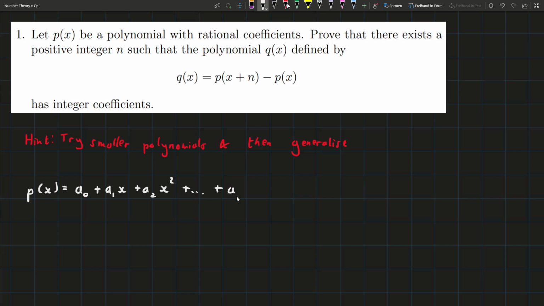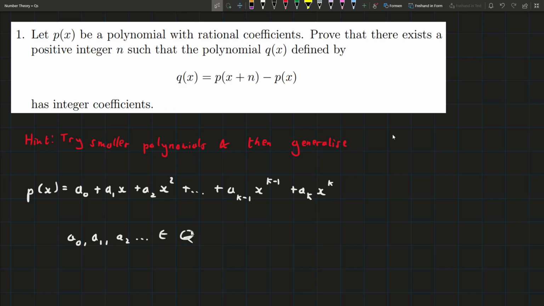Plus, and then eventually we'll have a sub, and I'm just going to say it goes up to k. So it goes up to k minus 1, and then finally it goes all the way up to k. I'm not going to use n just because there's an n here. I don't want to cause confusion. Now we also need to know what p of x plus n is. Before I do that, I'll just state very clearly that a0, a1, and a2 and so on are all elements of the rational numbers.